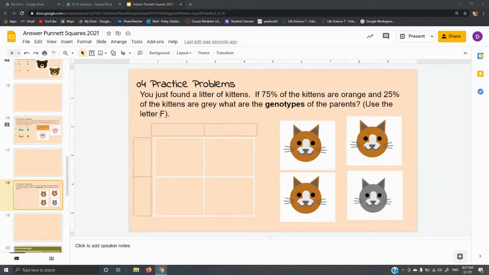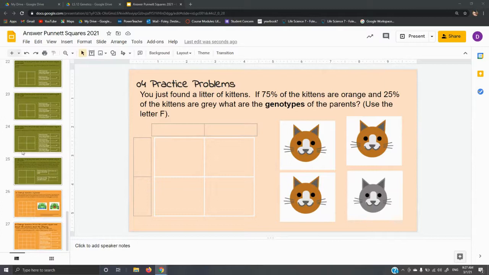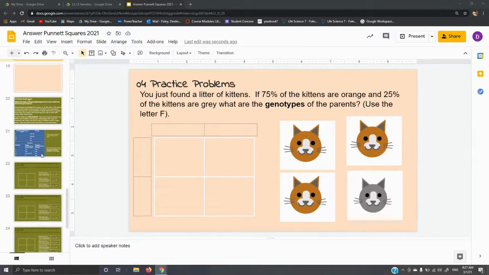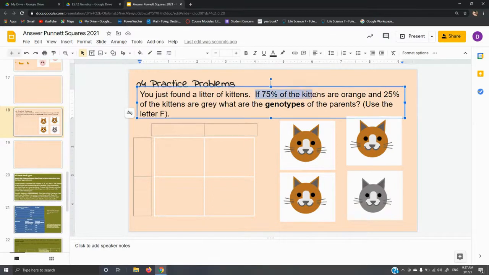Slide 18. This one is going to be the most difficult one that you're going to do and be given the answer to. So here we go. You just found a litter of kittens. If 75% of the kittens are orange and 25% are gray, what are the genotypes of the parents? Use the letter F. You can use capital F to represent dominant, and lowercase f to represent recessive. So let's figure this out.